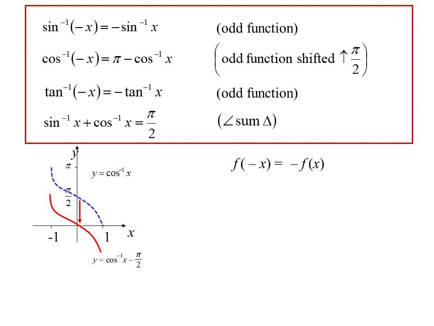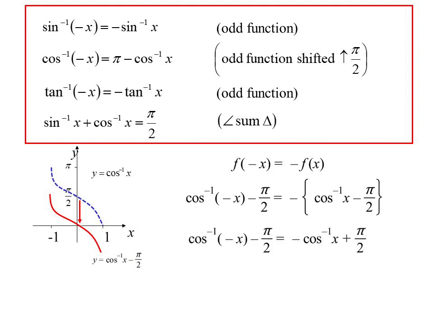So function negative x will equal negative function x. So if I substitute in negative x, I'll get inverse cos of negative x minus pi on 2 is the negative of inverse cos of x minus pi on 2. Move that minus pi on 2 to the other side and we get the relationship that we've got there. So that's where it comes from. Sort of to do with the fact that it's an odd function that has been shifted.